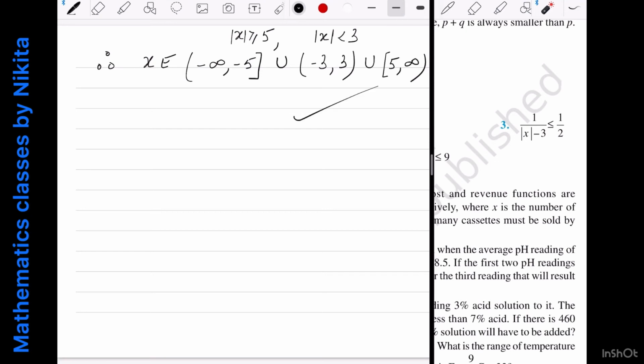We have combined these two, mod of x greater or equal to 5 and mod of x less than 3. Okay, I hope it is clear. If you have any doubt, please mention in the comment section.